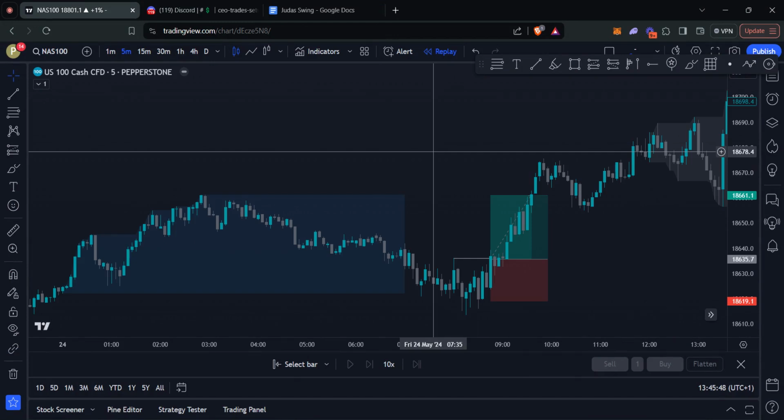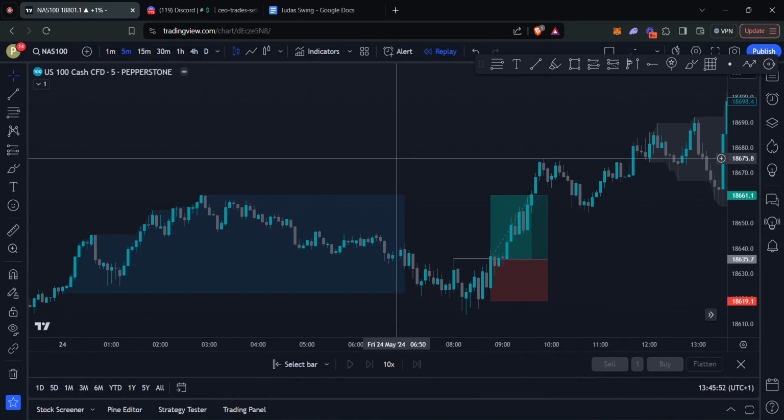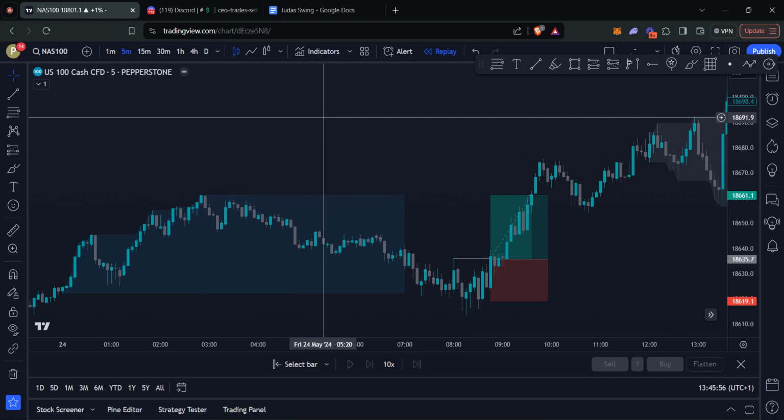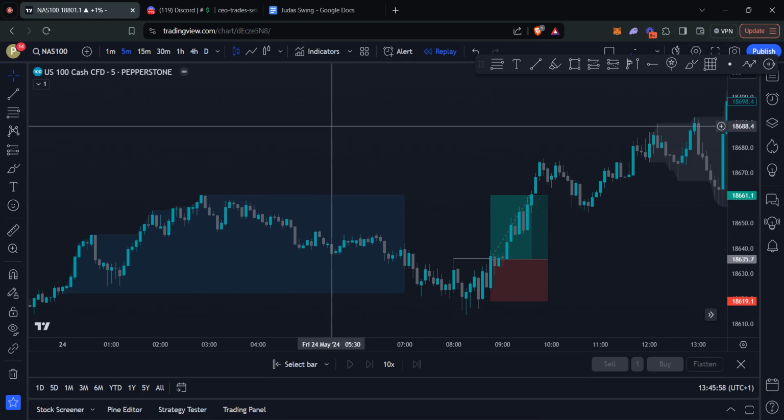Just like I have been preaching, this trading strategy is just nice and simple. There's no need to overcomplicate anything. There's no need to add in all sorts of crazy features and indicators. Trading is just a simple thing.